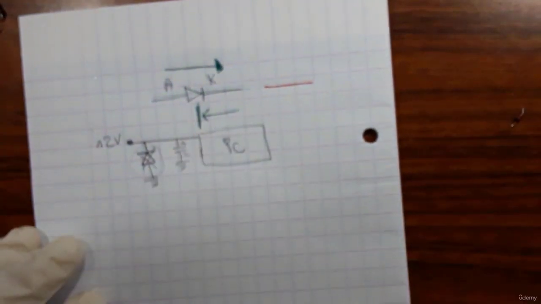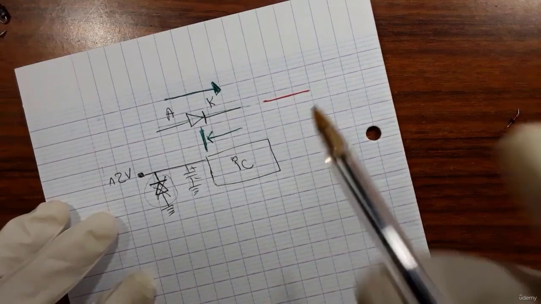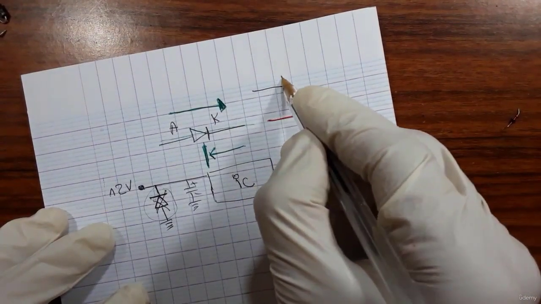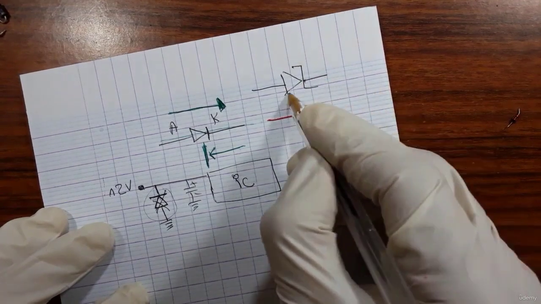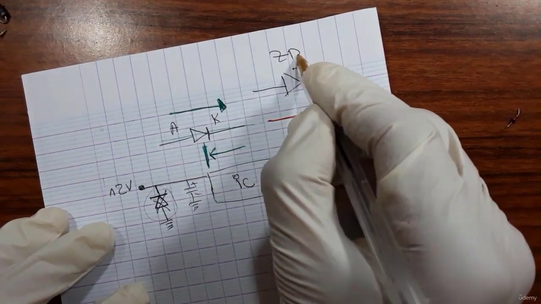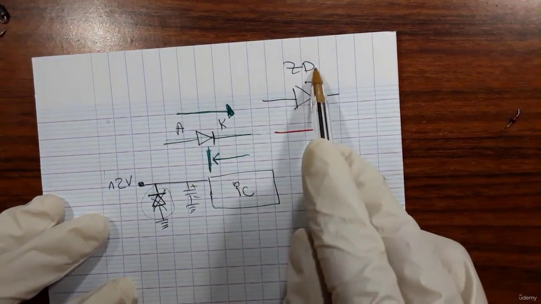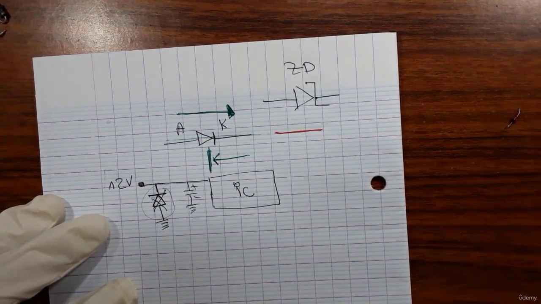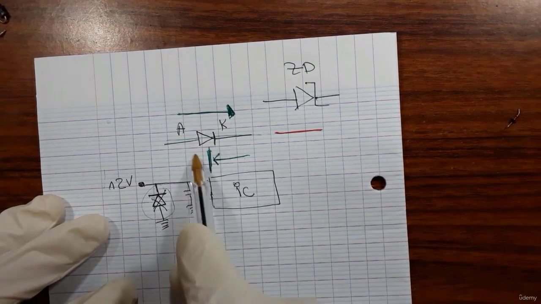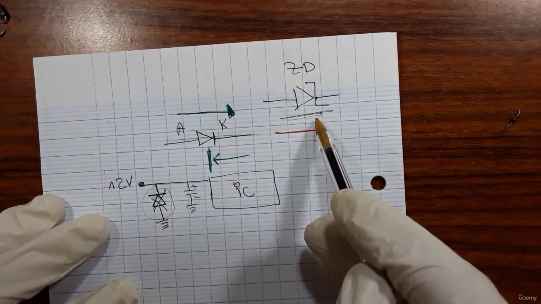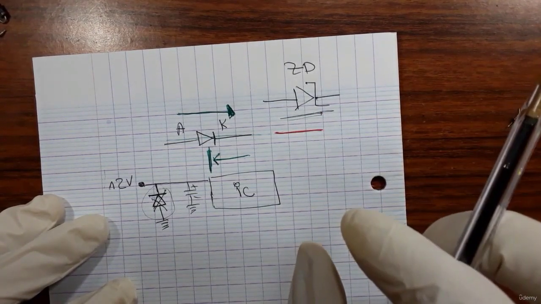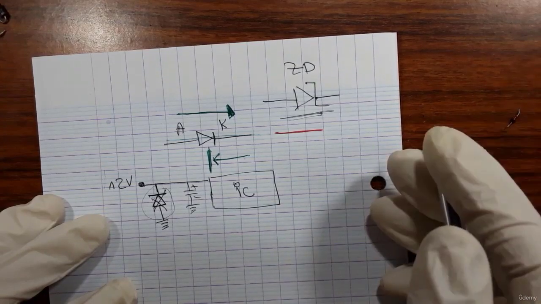Here we have a normal diode, and this is a Zener diode. This is the symbol for the Zener diode. It has the same working principle as the normal diode, but we often use the Zener diode to stabilize the current, for current stabilization.